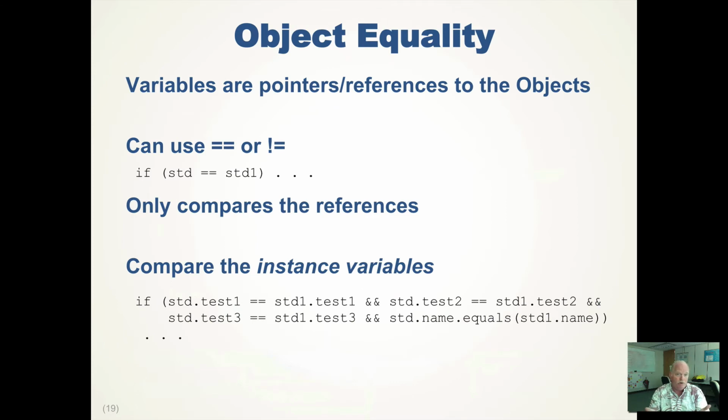So I was talking about object equality. So variables that point or are references to objects, you can use the equal equal and not equal, but that's comparing the value in the variable. So it's just a pointer. So it only compares the references. If you really want to compare the instance variables stored, you actually have to compare the instance variables. So in the first example, if I say std equal equal std1, the answer is false because they don't point to the same thing. But I could say std.test1 equals std1.test1, and I test all the things, and they could be equal even though they don't point to the same instance if all their values are equal.